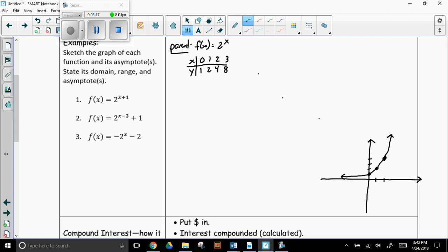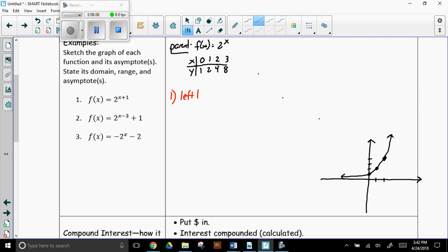When we look at number 1, I want to talk about the transformations first. So the horizontal shifts, it's always going to be the opposite of whatever sign you're given. So the x plus 1 in the numerator is going to shift it left 1.